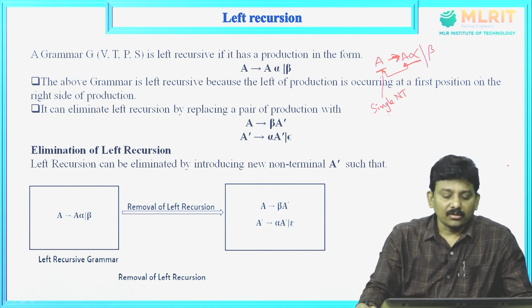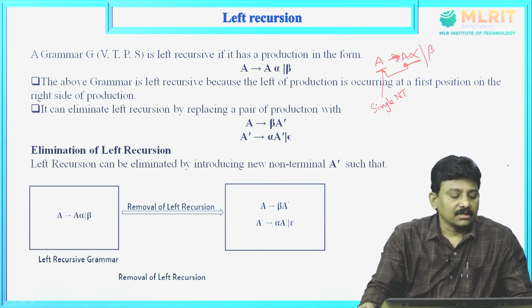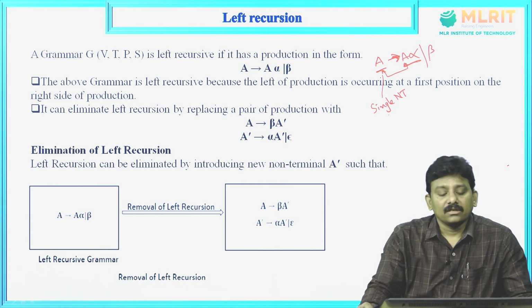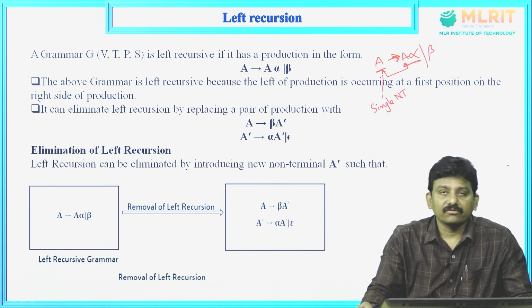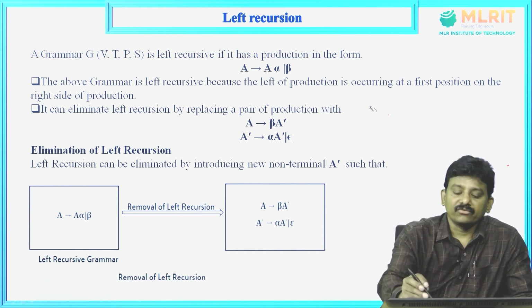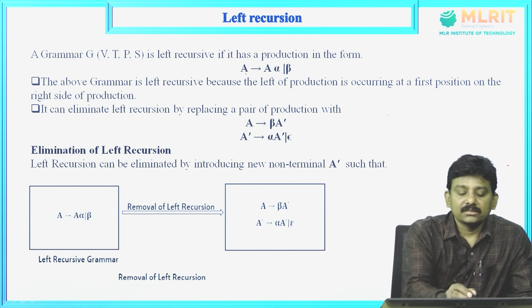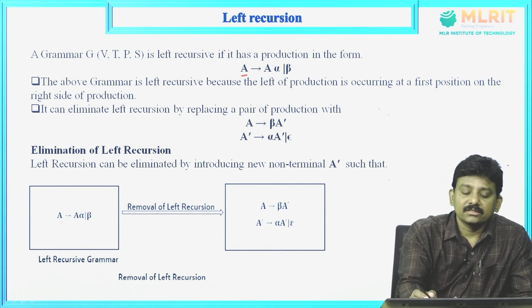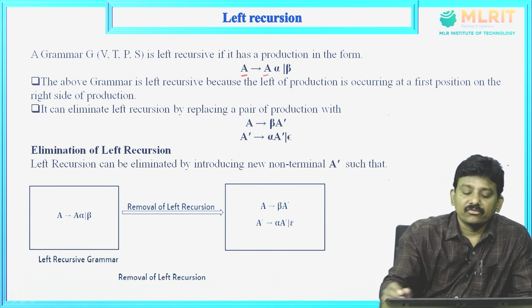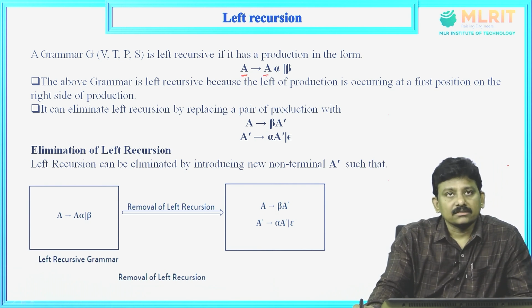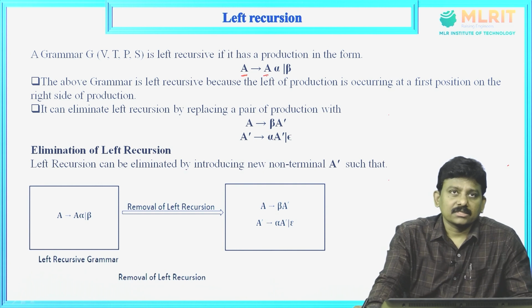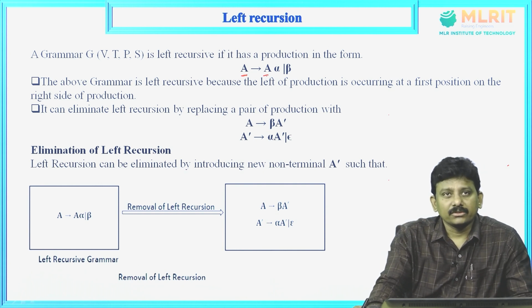So, the above grammar in this example is left recursive because the left side of the production occurs at the first position on the right side of the production. Left of a production occurring at the first position on the RHS means we can say that the grammar is left recursive. Top-down parsers cannot handle left recursive grammars. We need to eliminate left recursion.